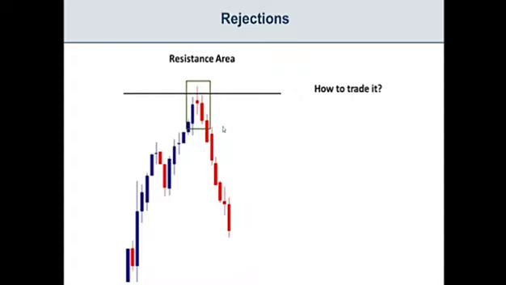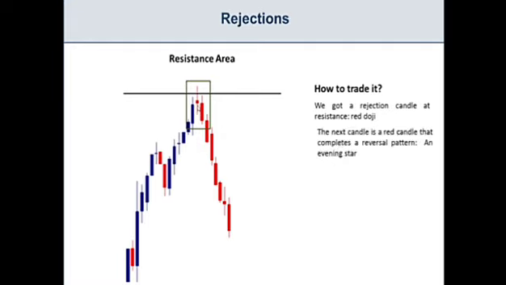Now, how do we trade this? We got a rejection candle at resistance, which is this red doji right here. Then the next candle is a red candle that completes a reversal pattern, and this reversal pattern is called an evening star. The short entry is after the completion of the pattern at resistance. So we are in an uptrend, and then we have an evening star pattern, which is a reversal pattern right at resistance.